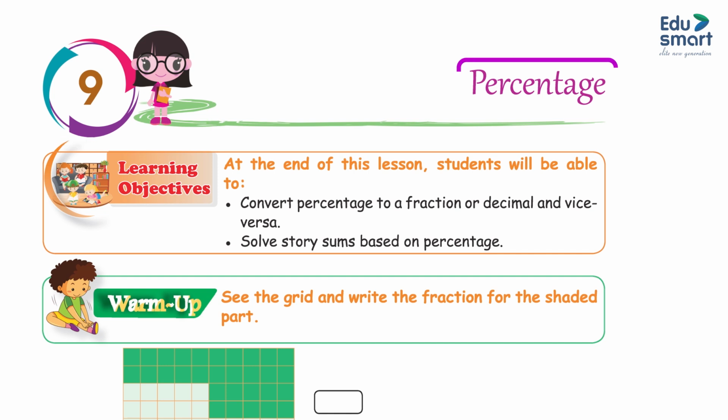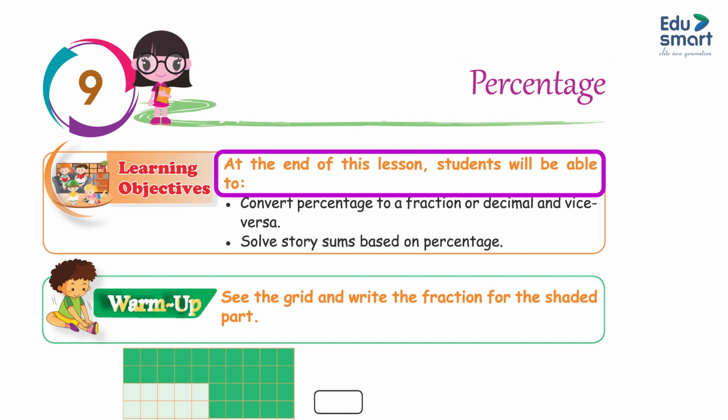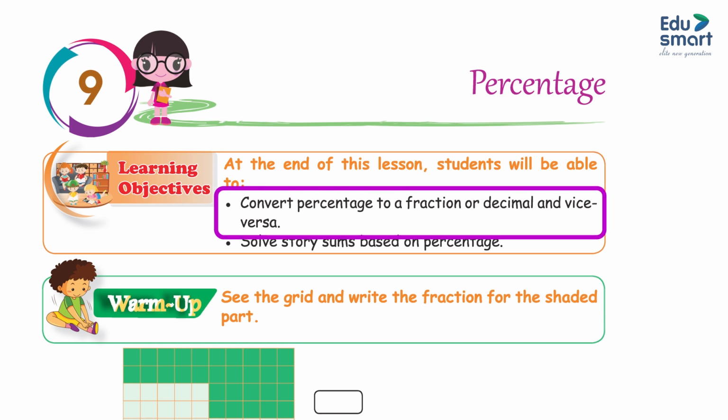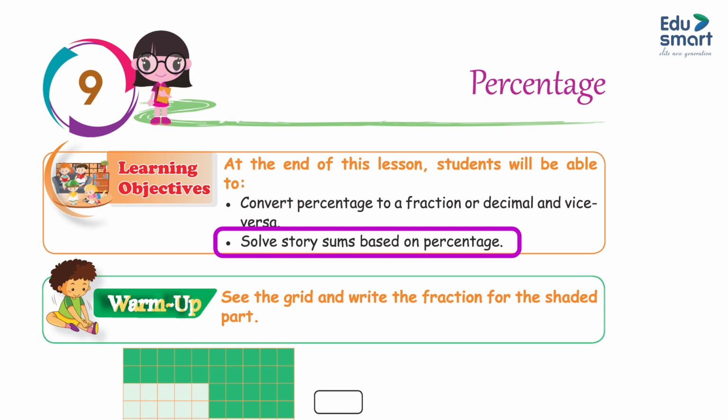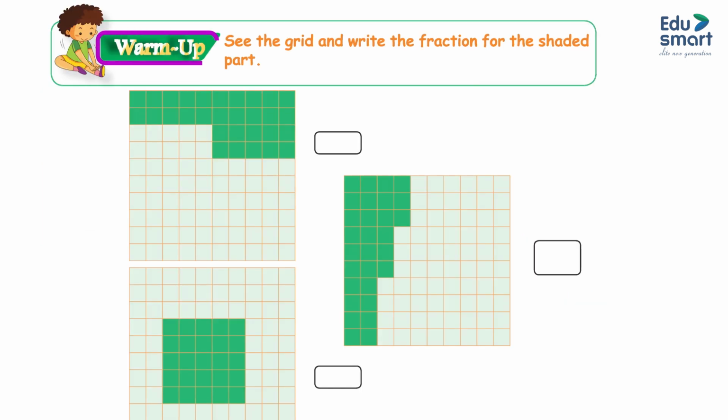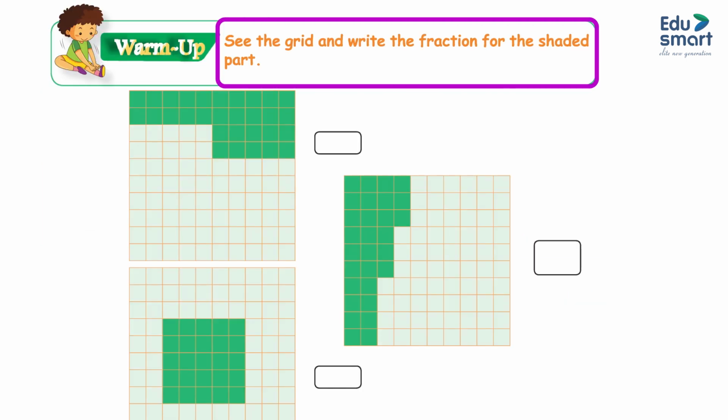Chapter 9 Percentage. Learning Objectives. At the end of this lesson, students will be able to convert percentage to a fraction or decimal and vice versa, and solve story sums based on percentage. Warm up. See the grid and write the fraction for the shaded part.